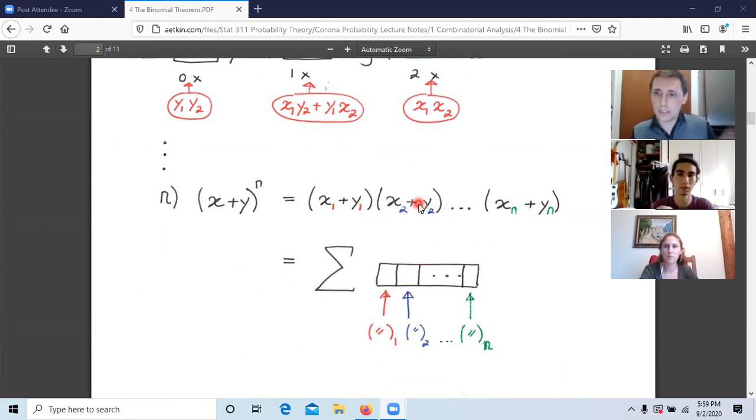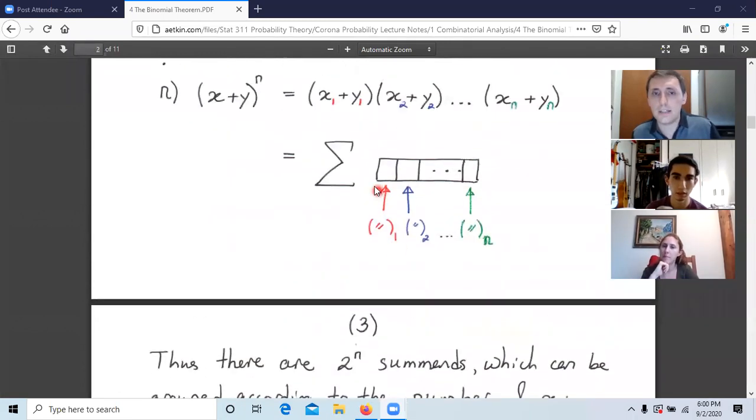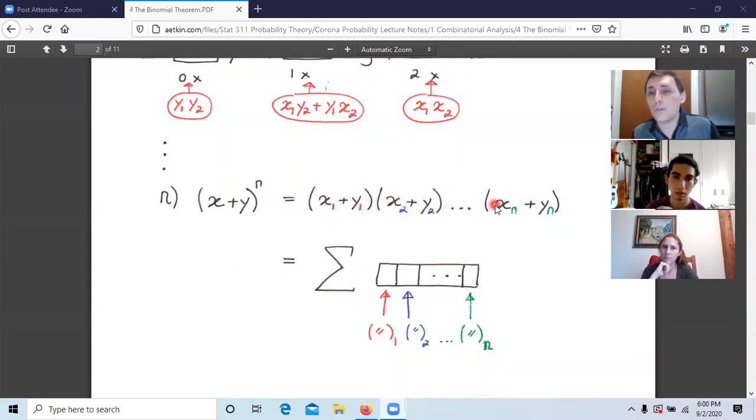You understand? I use this analogy. Each parenthesis is like a student, analogous to a class roster. Let's say x means the student came, y means the student did not come. So the coefficient next to x to the power of k, y to the n minus k corresponds to the number of possibilities in which k out of the n students attended the course. Make sense? In particular, it means exactly k of the n parentheses were chosen, and chosen means they were selected to give away an x.